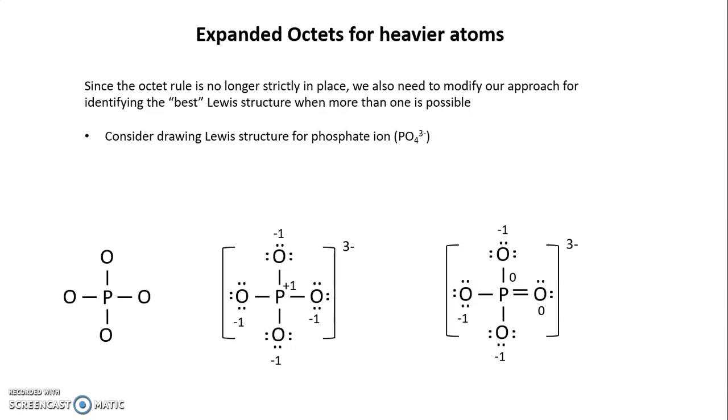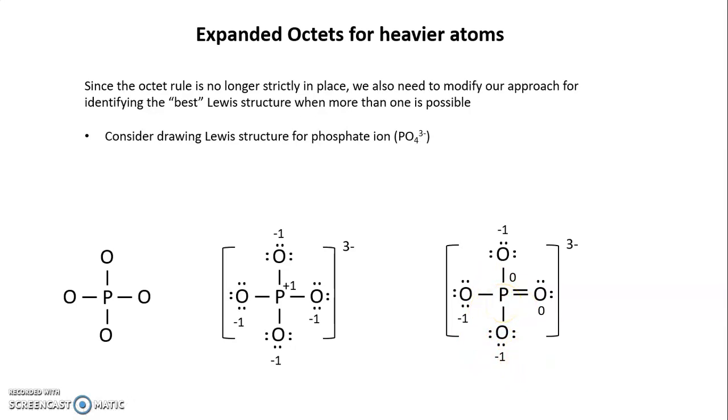Can we do any better? Well, no, because remember that we want them all to be as close to 0 as possible, but they have to add up to the overall charge on the ion. So in this case, 3 minus is the overall charge on the ion. We've got 3 minus 1s. Okay? We could change the position of those minus 1s if we put another double bond in here. For example, if we made this oxygen double bonded, the oxygen atom would go to 0 for its formal charge, but now the phosphorus would be minus 1.